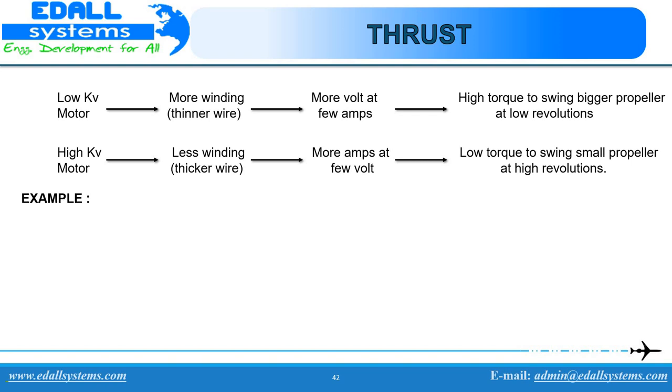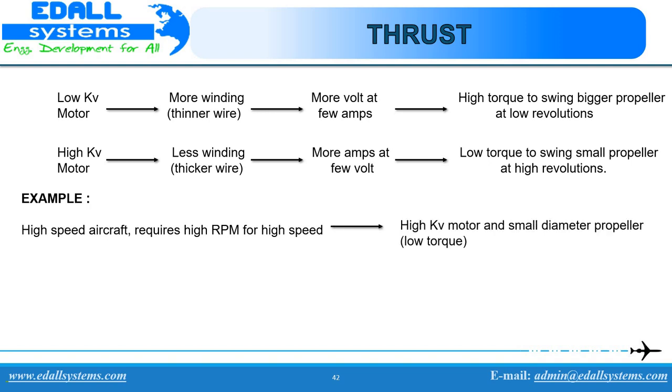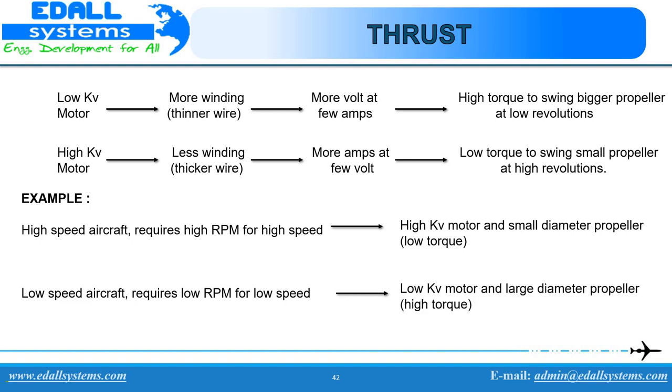Let us see an example. High-speed aircraft require high RPM for high speed. Hence, we will be using high kV motors which can rotate a small diameter propeller to give low torque. On the other hand, low-speed aircraft require low RPM for low speed, which in turn will use a low kV motor which can rotate a larger diameter propeller to give high torque.